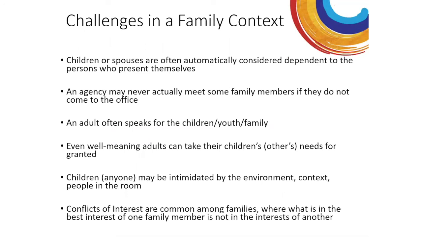Consider also, for example, a family context. Children or spouses are often automatically considered dependents to the person who presents themselves, and an agency may never actually even meet some family members. Even well-meaning adults can take their children's or spouses' needs for granted, and conflicts of interest are common among families. For example, consider the situation where an entire family has certain health and food needs, but one family member is suffering from ongoing domestic violence at the hands of another family member.